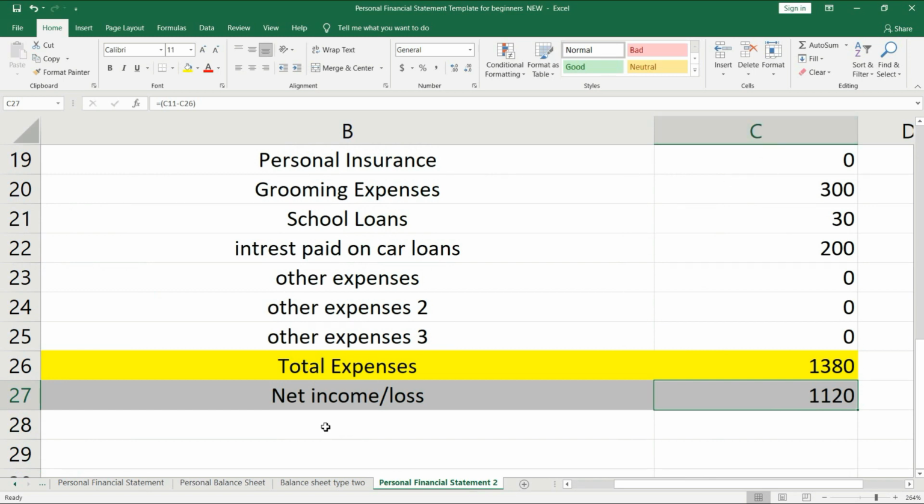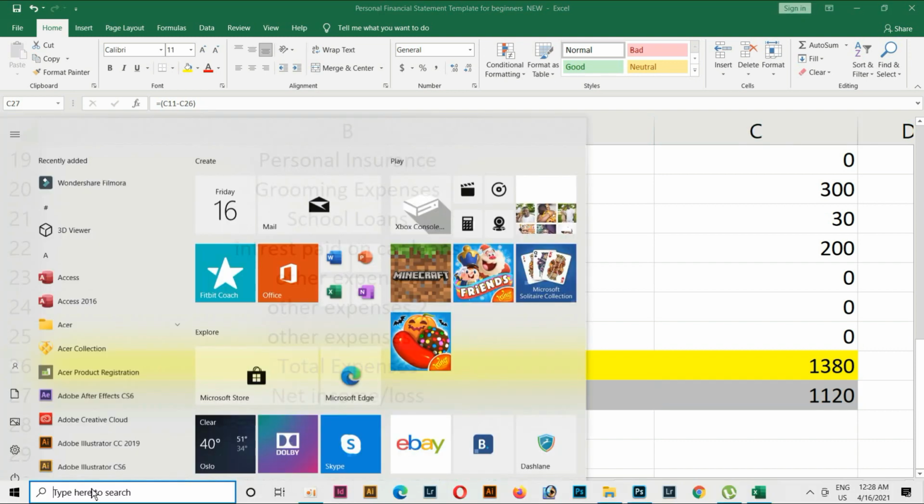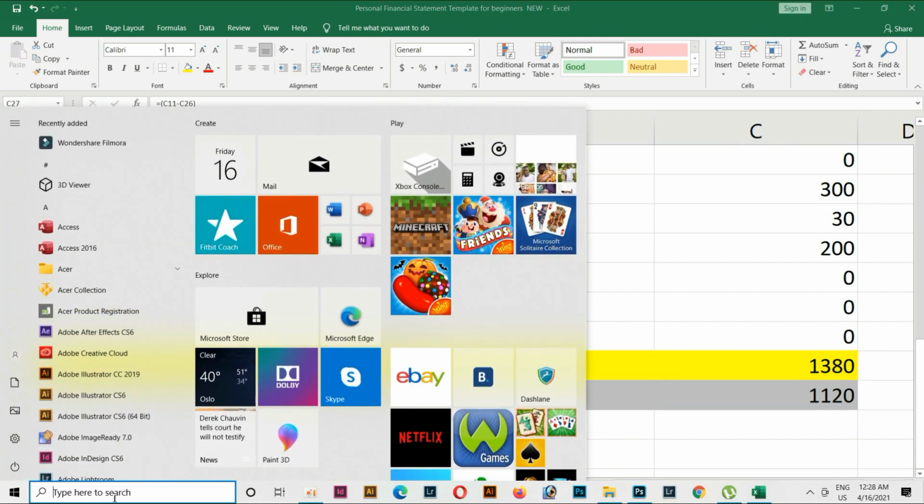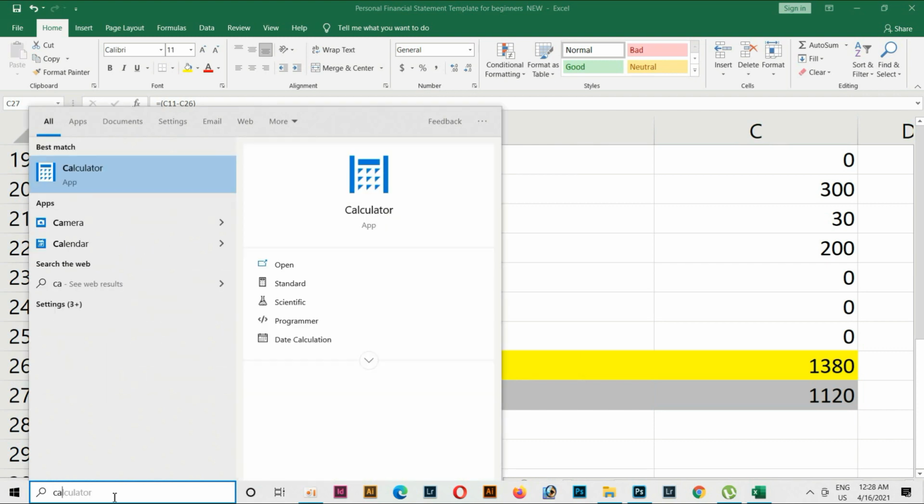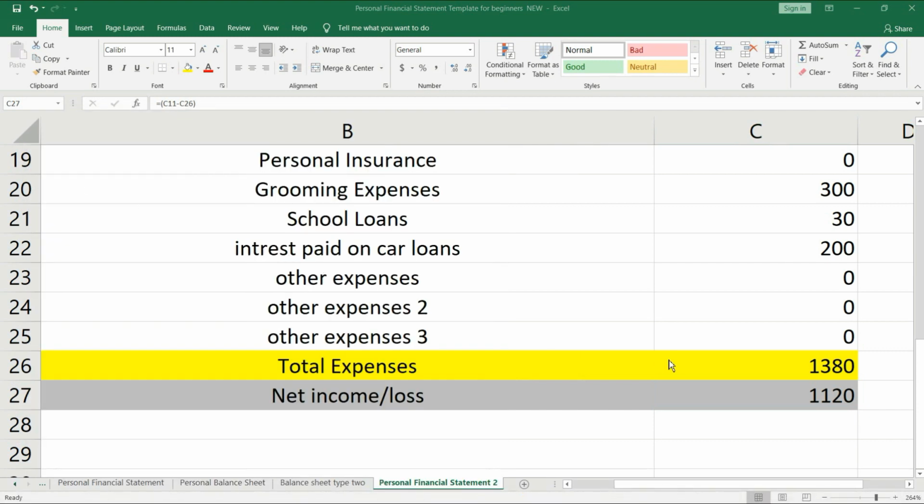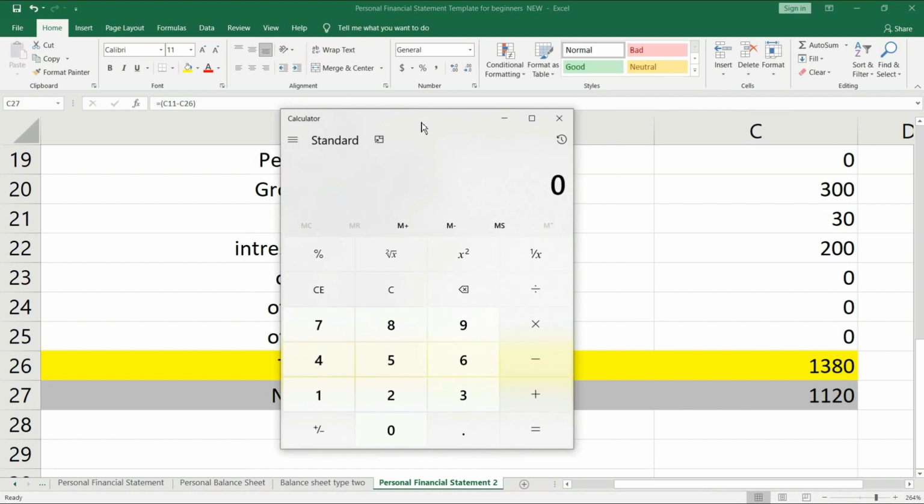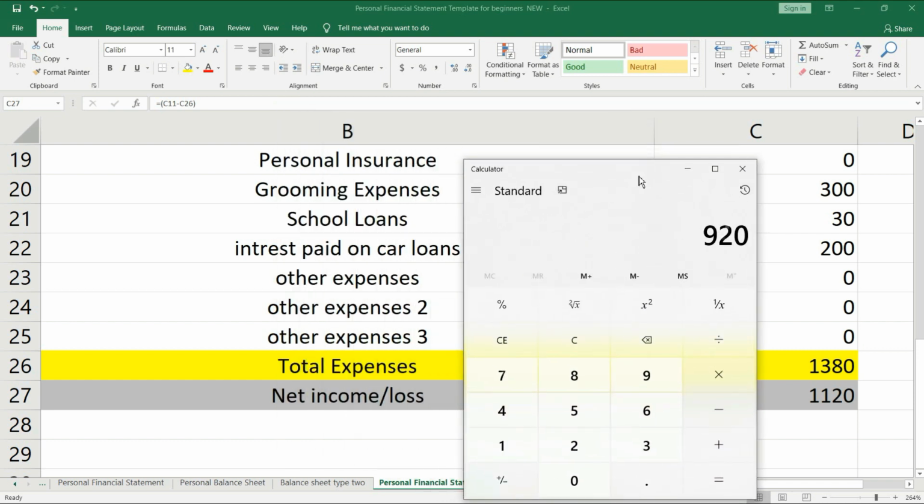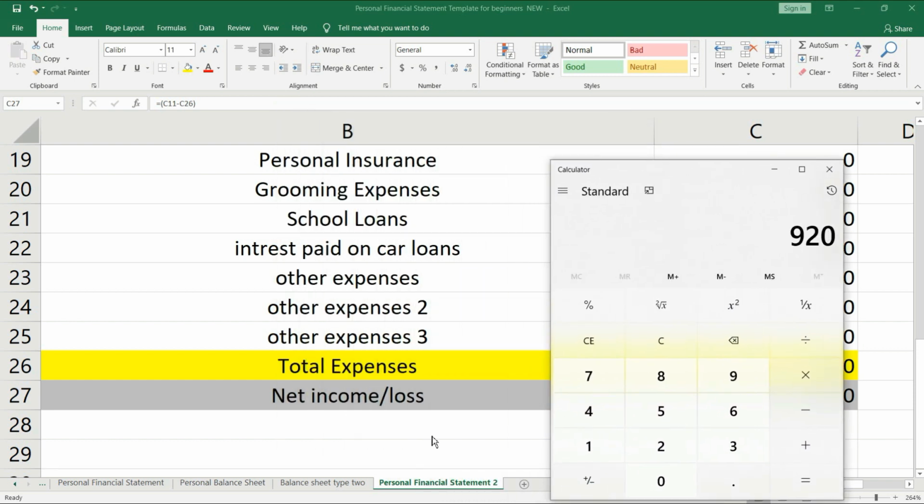So 920. Just for the doubting issue sake, let me put a calculator in here and see what we get. Okay, so we have 1,120 minus 200 equals 920. That's the amount we are left with. Okay, let's move to the balance sheet.